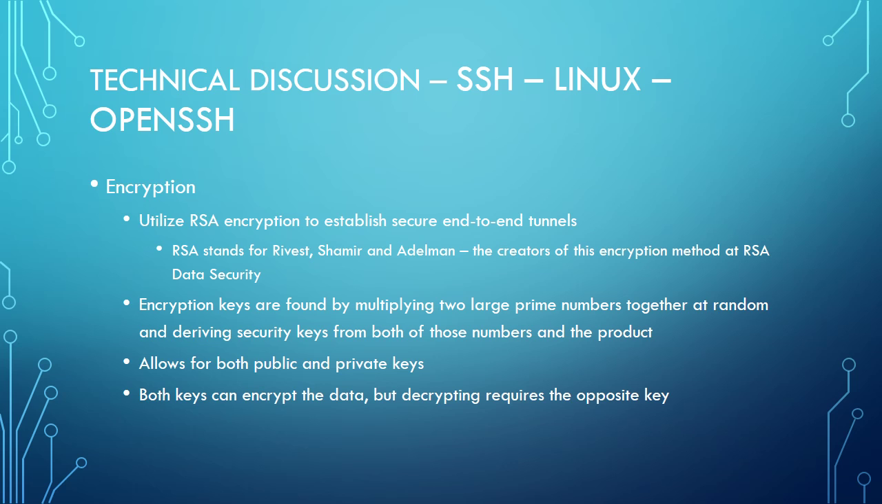For encryption, it utilizes the RSA encryption to establish secure end-to-end tunnels. RSA stands for Rivest, Shamir, and Adleman, the creators of this encryption method at RSA Data Security. The encryption keys are found by multiplying two large prime numbers together at random and deriving security keys from both of these numbers in the product. It allows for both public and private keys, and both keys can encrypt the data, but decrypting the data requires the opposite key.